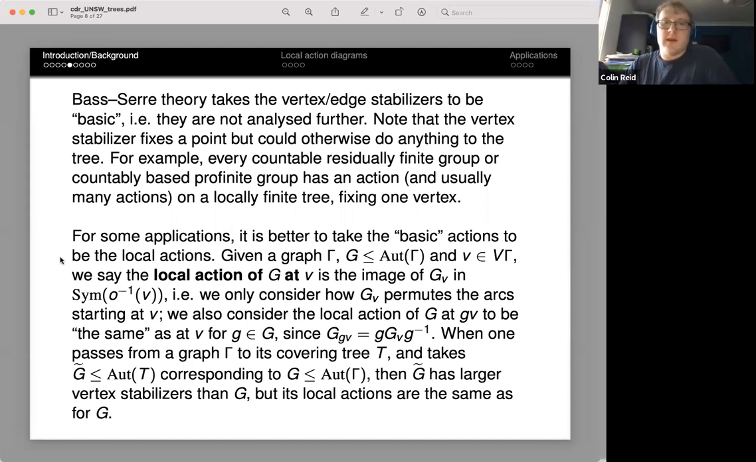So for some applications, what we'd rather do is take local actions. So given a graph gamma, a group acting on gamma, and a vertex of gamma, we say the local action at the vertex is the image of the vertex stabilizer in the group acting just on the arcs coming out of that vertex. So we don't look at the vertex stabilizer acting on the whole graph, we only look at how it acts on the arcs immediately incident with this vertex.